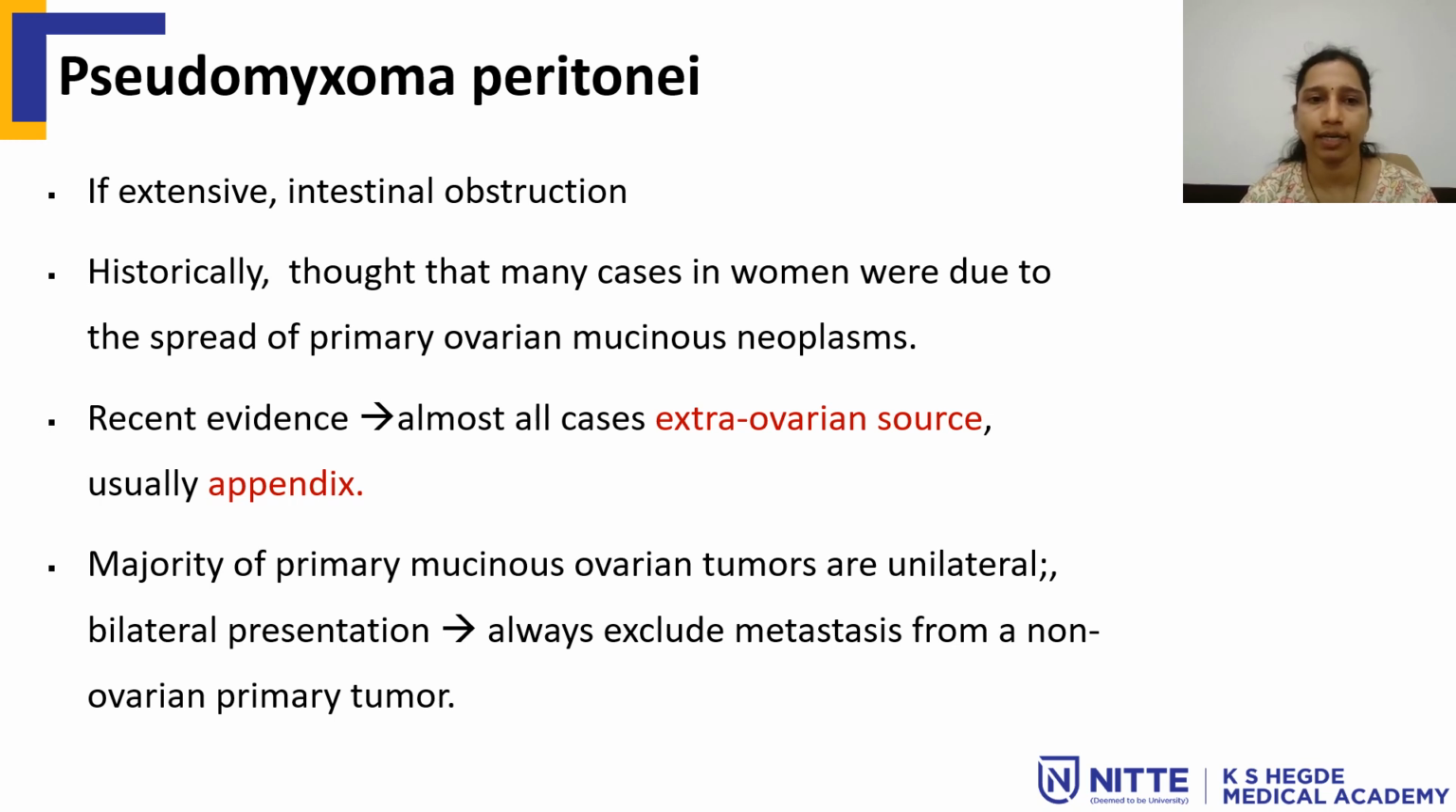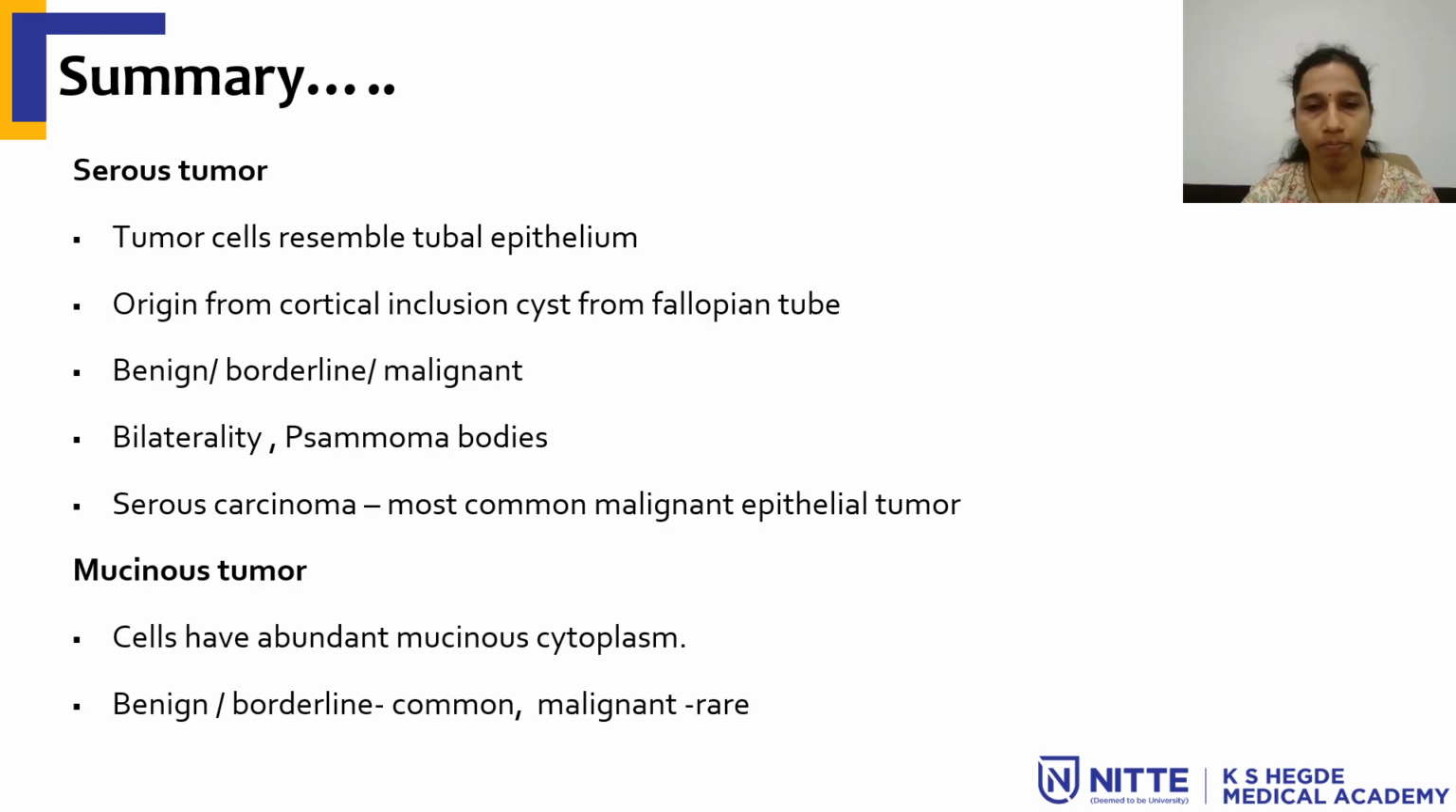So why it is important is that historically it was thought that the origin of these tumors is mainly primary ovarian mucinous carcinoma. But recent evidence has proven that almost all of these cases are because of an extra-ovarian tumor, usually the appendix. The majority of primary mucinous carcinomas are unilateral. So whenever the patient presents with bilateral mucinous carcinoma, we need to rule out metastasis from a non-ovarian tumor, predominantly appendix or GIT.